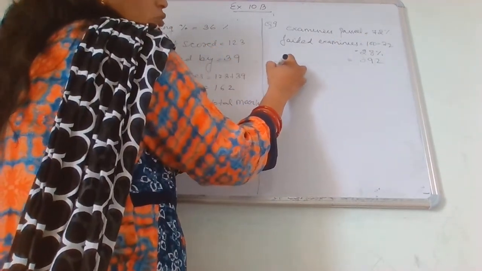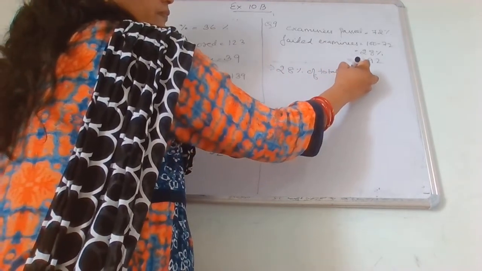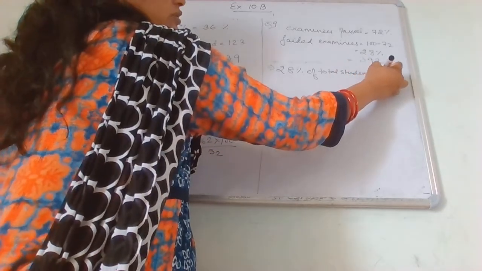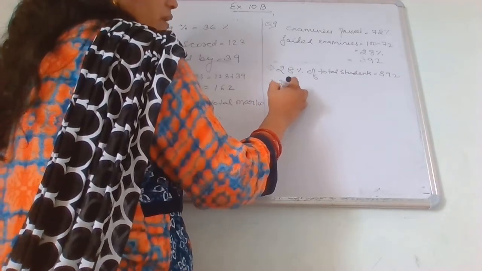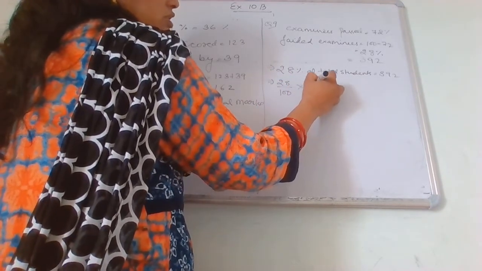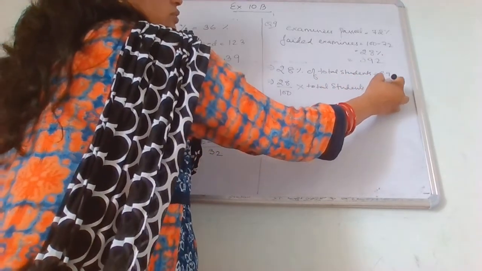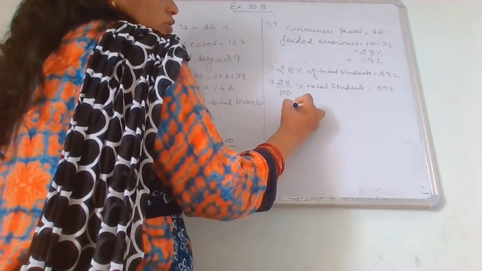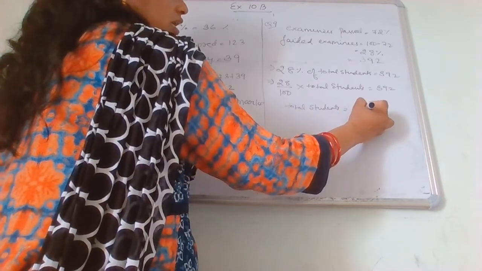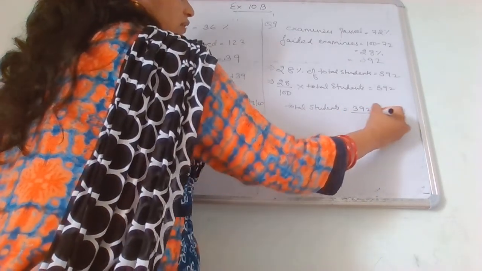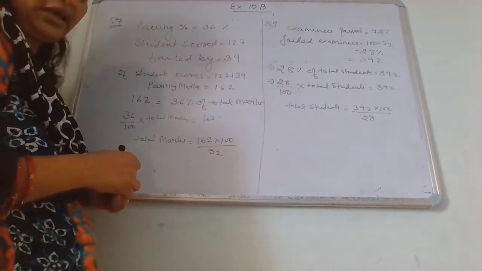So this means 28% of total students is equal to 392. Again, I will solve this value. So 28 by 100 into total students is equal to 392. So total students is equal to 392 into 100 divided by 28. And then we will solve for x. Okay.